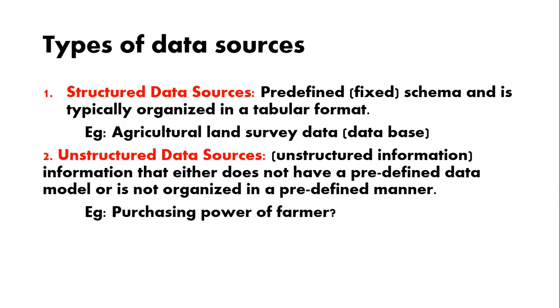So as an example, purchasing power of the people. We have some understanding, some basic information regarding the purchasing power of the people, but it is kind of unstructured. It is highly variable with the segment of the society or target area. Therefore, that data category we consider as an unstructured data source, right?